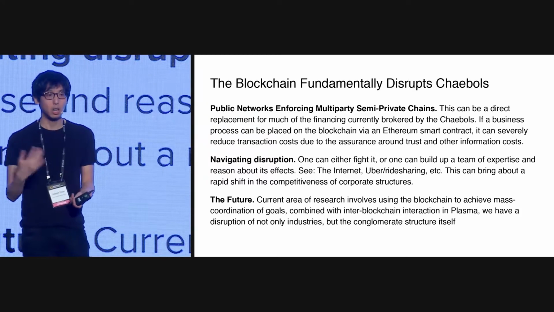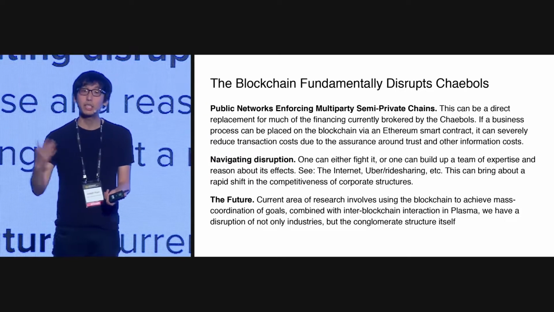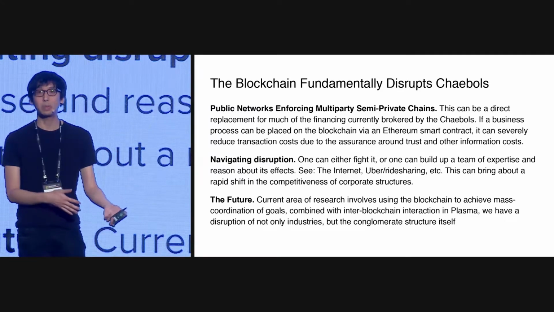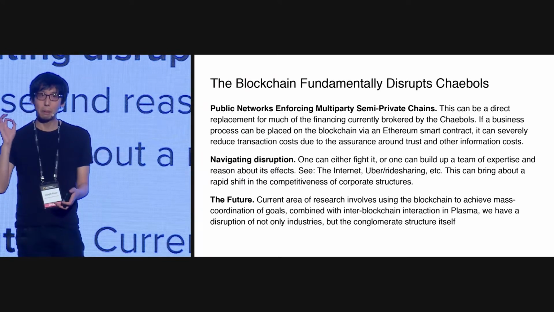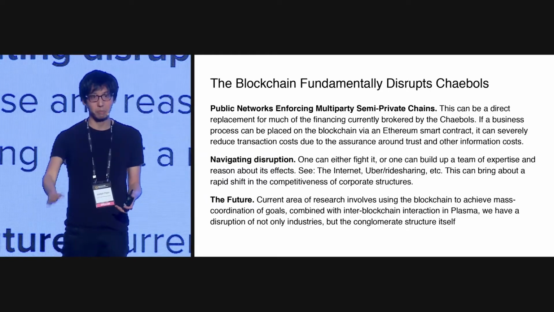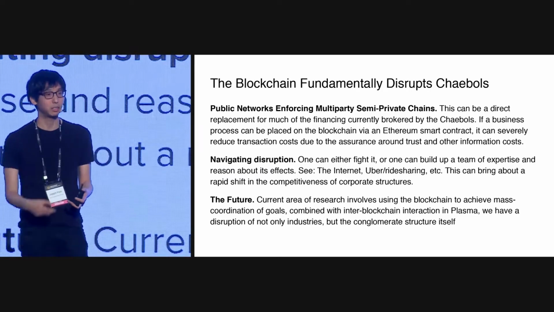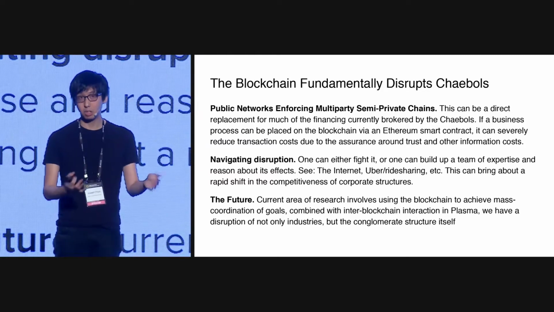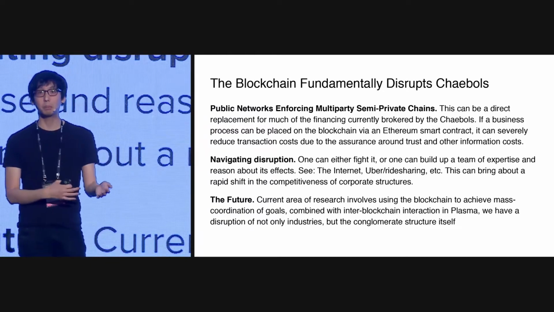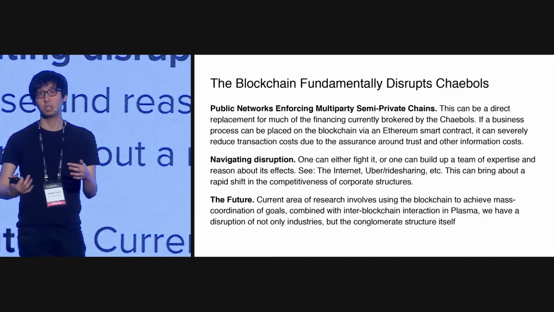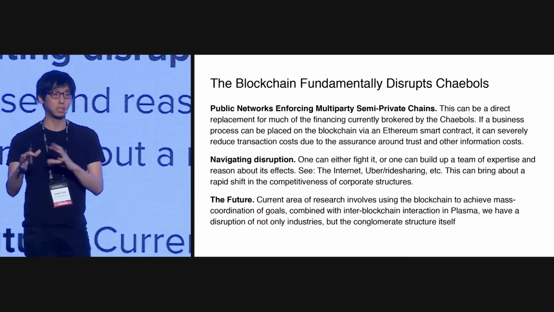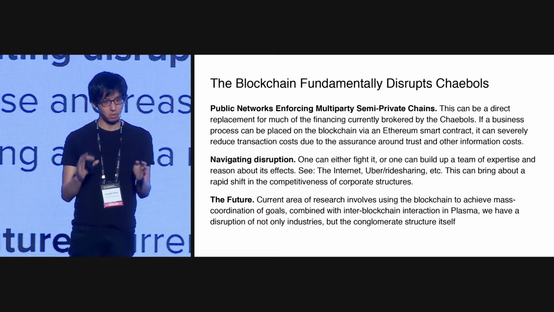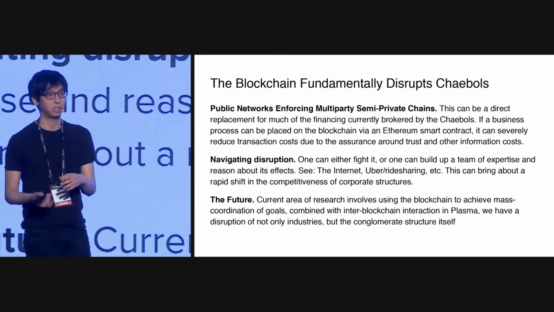One can either fight it, or one can build up a team of expertise and reason about its effects, right? And that's what a lot of people did in that transition with the internet, with Uber and ride sharing, with mobile telephony, right? The telecoms were probably the star example of entities that were able to successfully pivot. And this means that large conglomerates may be able to pivot successfully into this global narrative and this global push into a change in terms of business processes. The telecoms were able to switch to mobile very, very successfully.